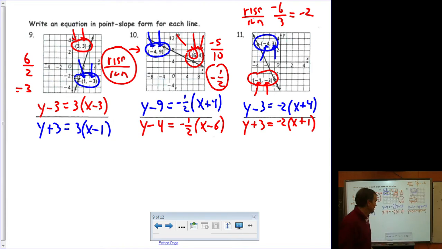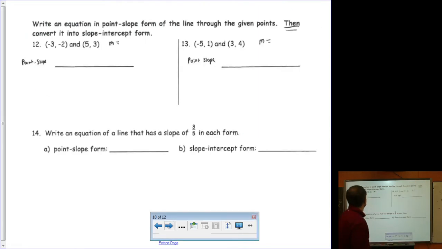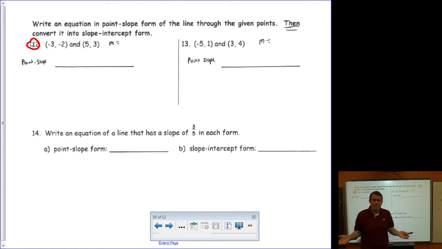All right. All right, for each of these, I'm supposed to take 2 points and write an equation in point-slope form. Okay, so for number 12, the equation you get in point-slope form is going to depend on whether you use the first point to write your equation or you use the second point to write your equation. But either way, when you change it into slope-intercept form, it should be the same equation.